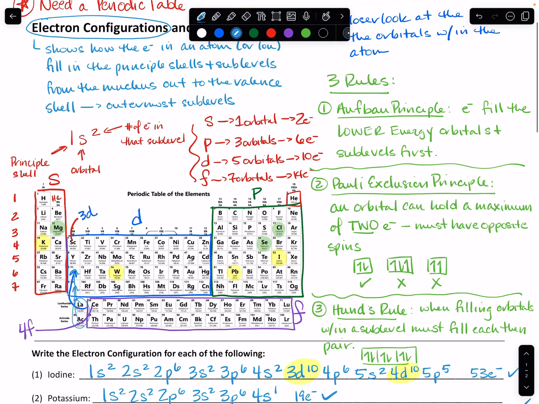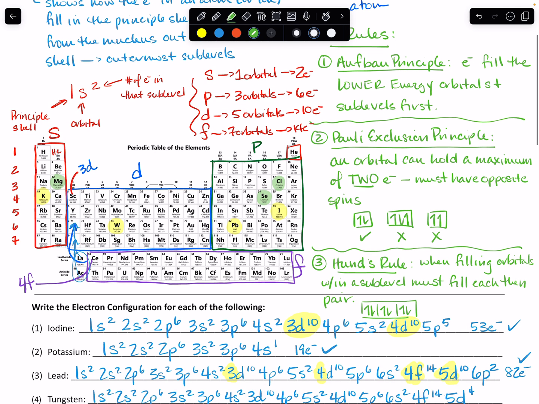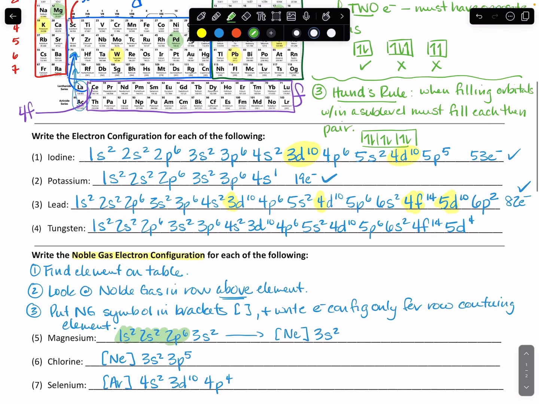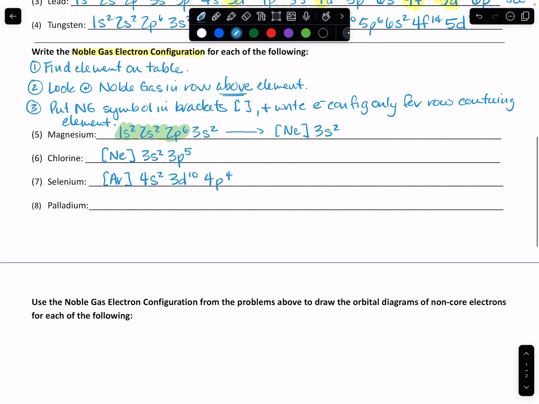All right, and last but not least, palladium. Where's palladium? Palladium's right here in the D block in row 5. So I go up and over. That noble gas is krypton.